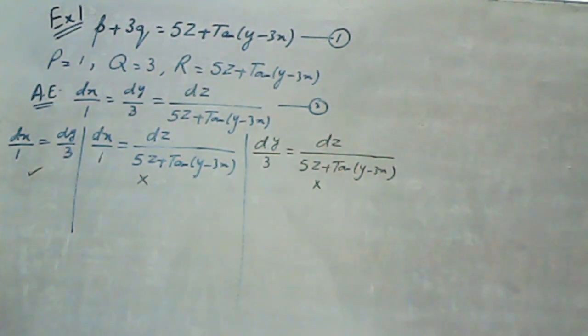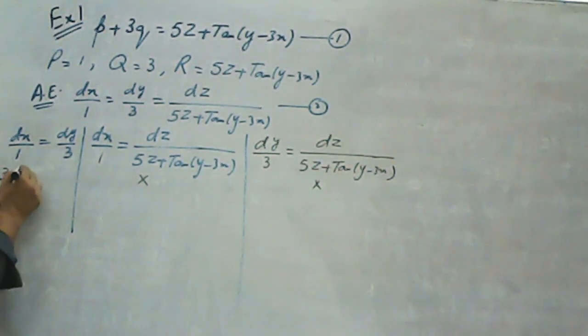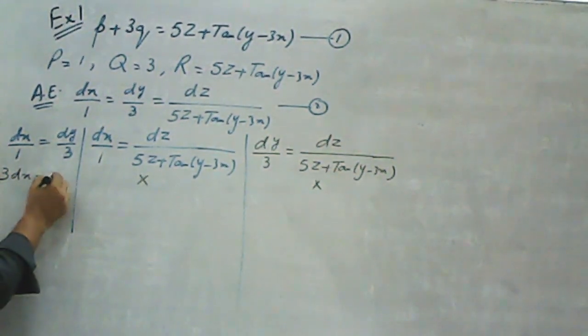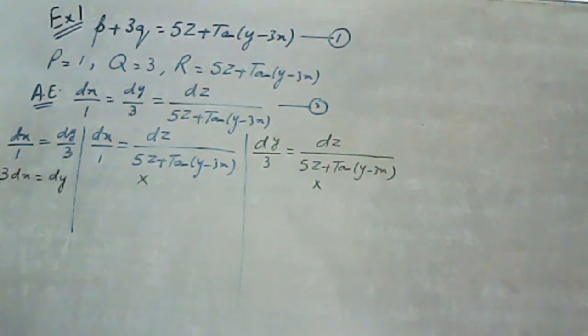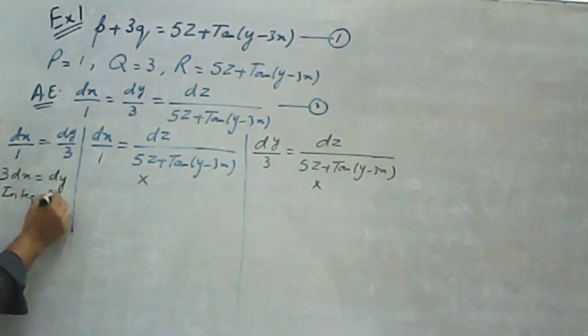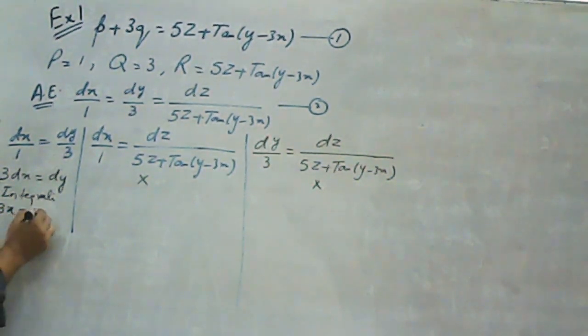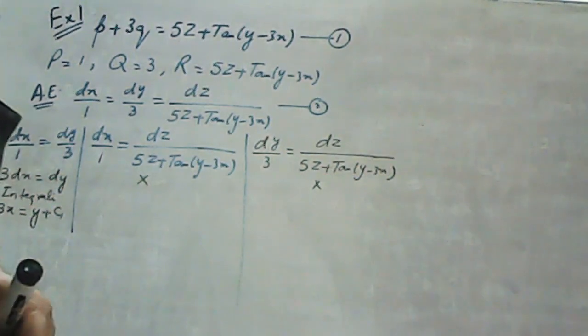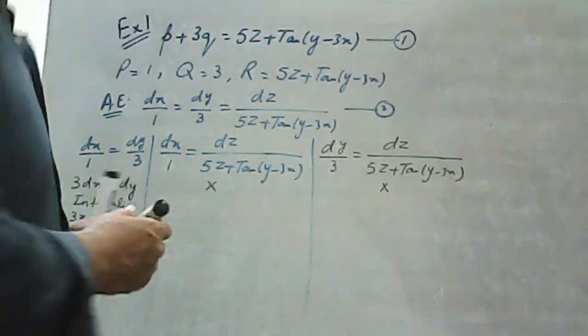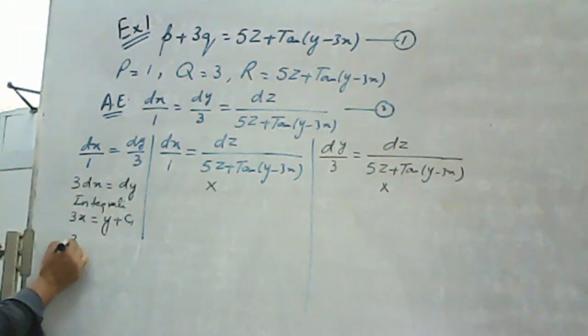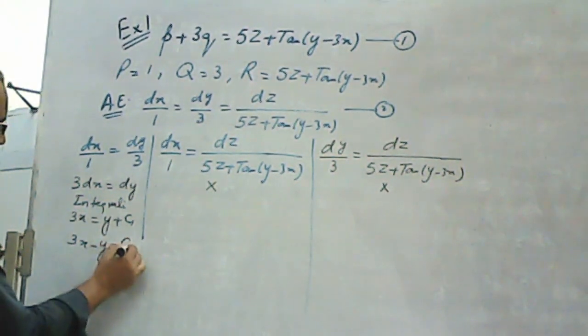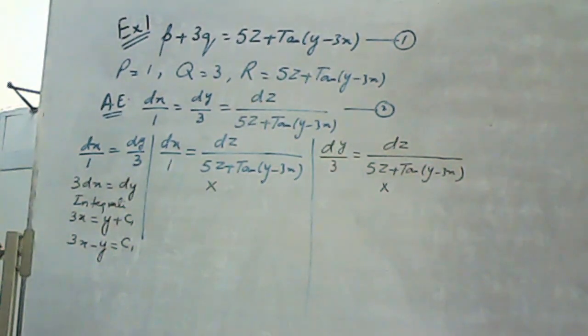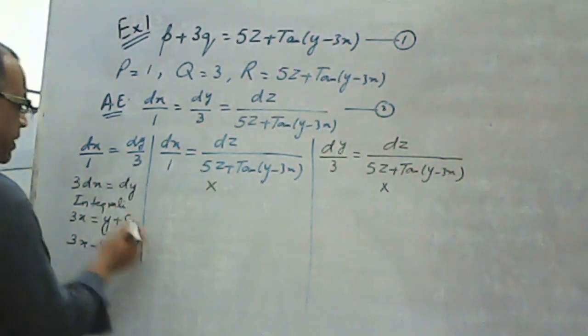So how will we proceed? Whichever pair is possible to solve, just solve it. So I write dx is equal to dy over 3, cross multiply, then integrate. So I got 3x is equal to y plus c1, and then finding the value of c1, it means 3x minus y equal to c1. So now we have solved this pair.